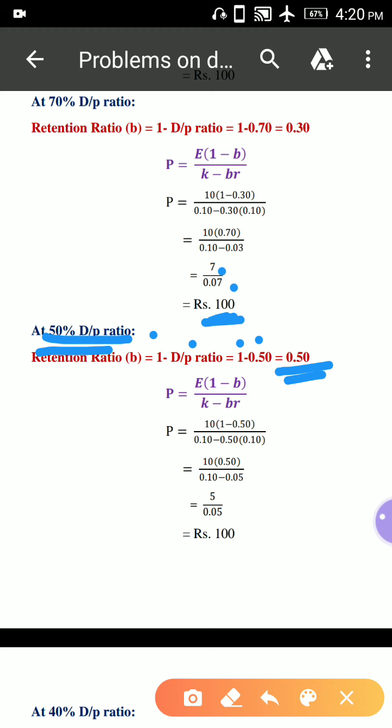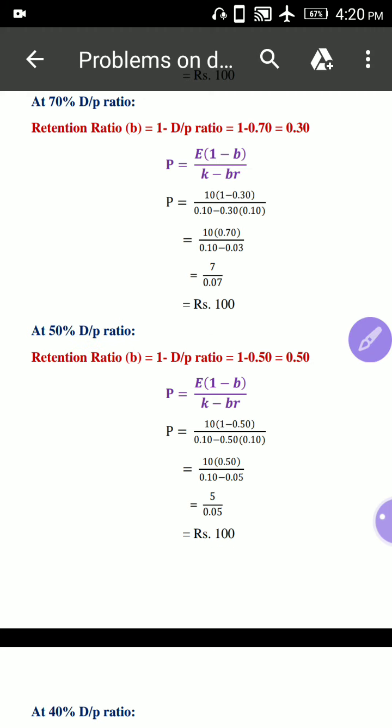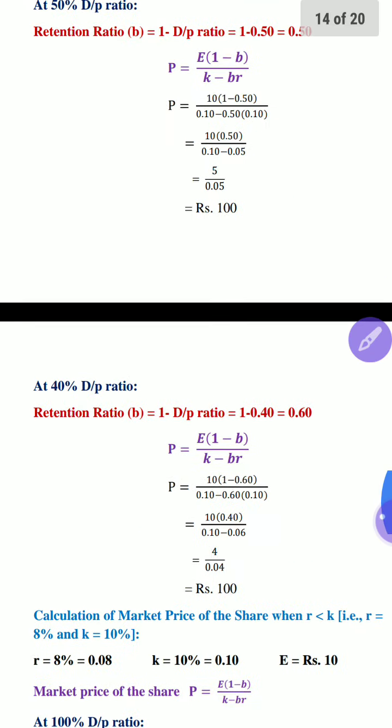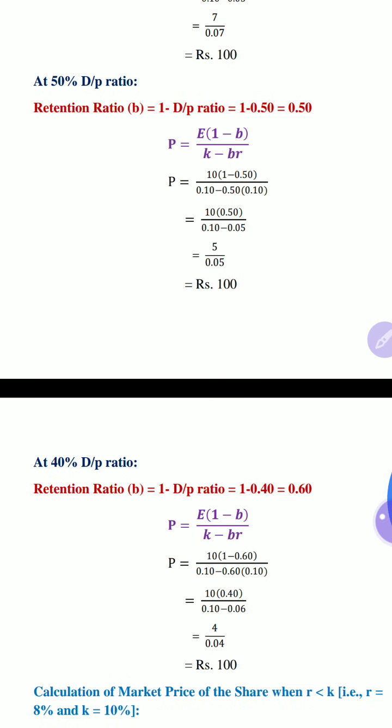And next, 10 into 0.5 is equal to 5, divided by 0.10 minus 0.05, that is equal to 0.05. Now 5 divided by 0.05 is equal to 100. Now at 50% dividend payout ratio also, the market price of the share is the same, that is 100. Now look at the 40% dividend payout ratio.